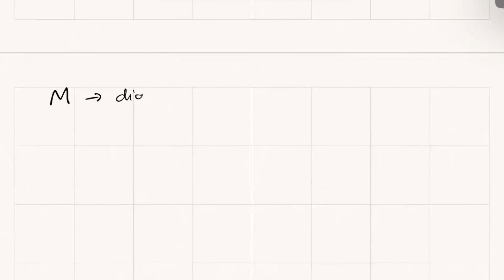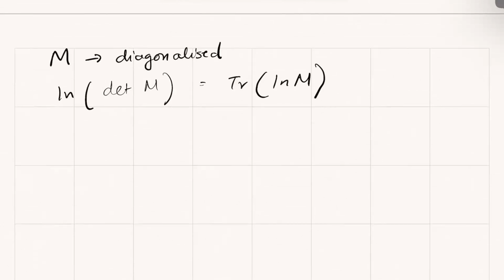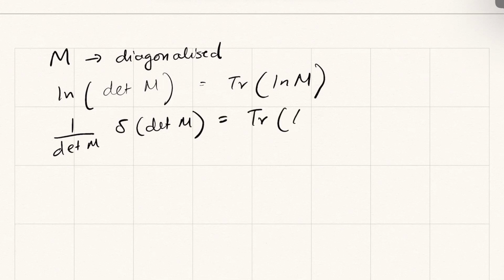So if I have an arbitrary matrix, which is M, and I say that this particular matrix is diagonalized, then it is true that if I take a logarithm of the determinant of M, this is the same as taking the trace of the logarithm of M, right? So this particular identity, once I take a variation over it, should give me 1 by determinant of M times the variation of the determinant of M. I'm just sort of taking a derivative. And this should equal the trace of M inverse times the variation of M.